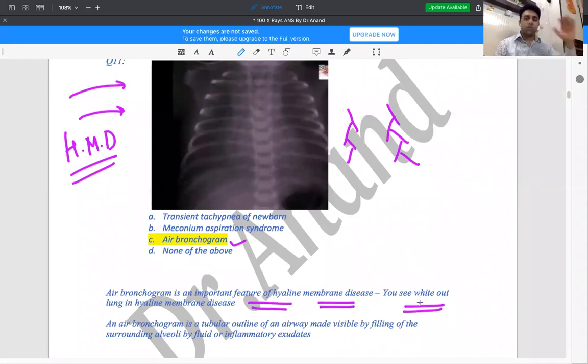You see a whiteout lung in hyaline membrane disease, because surfactant has not formed. So the lungs are not made properly. So it's like a whiteout picture, you know. And in that case only you see air bronchogram.